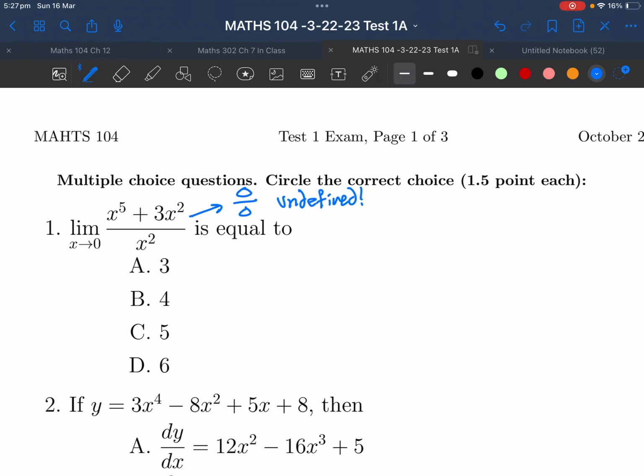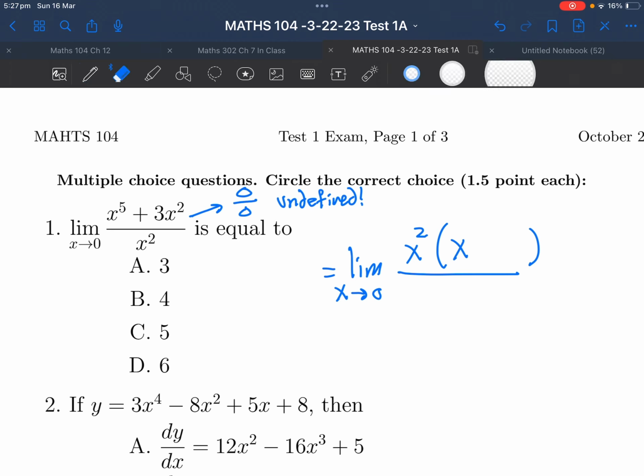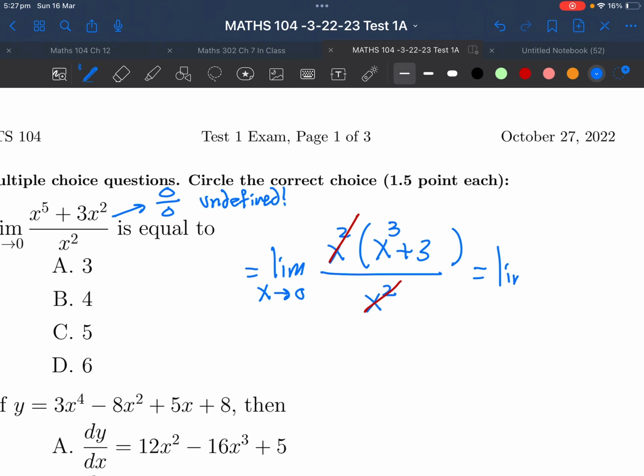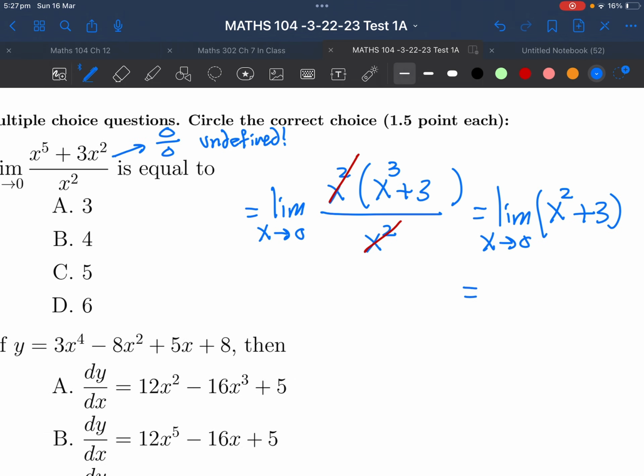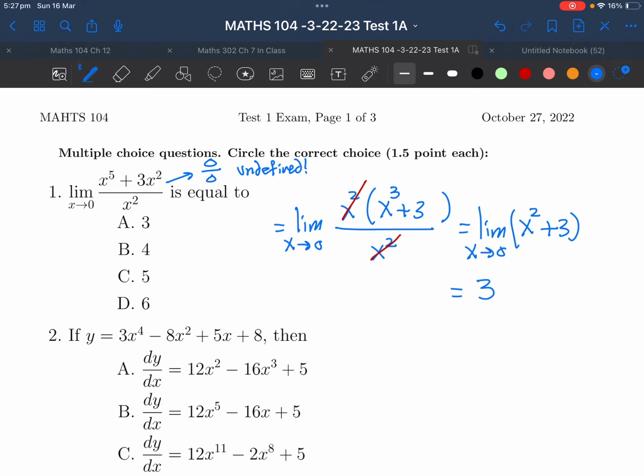So what we need to do is find the limit. How are we going to find the limit? I will take x squared as common factor. So I have x power 5. I took x squared out, so the remaining will be 3 plus 3 divided by x squared. Now there is a clear cancellation. I do that cancellation, so I get the limit as x goes to 0 of x squared plus 3. And finally, we substitute x equal to 0. The final answer is 3, which corresponds to part A.